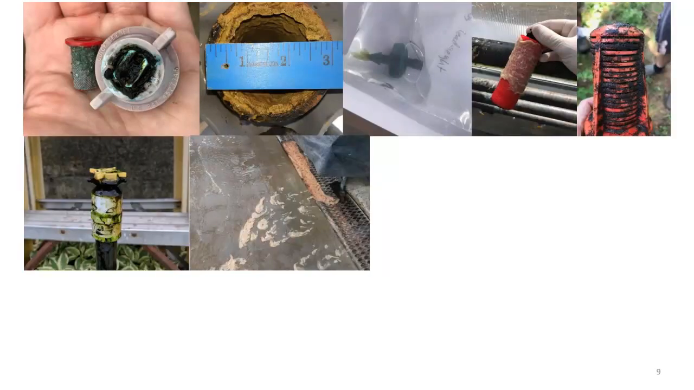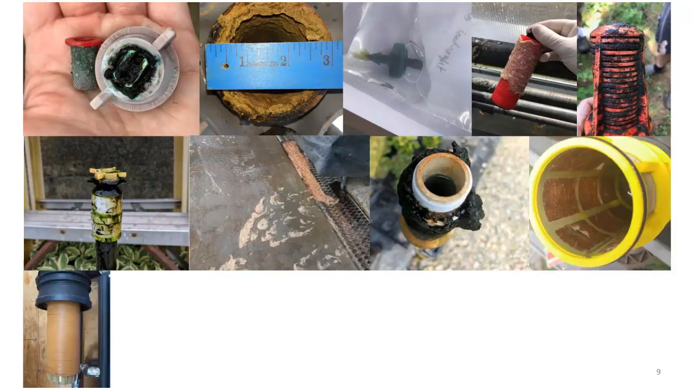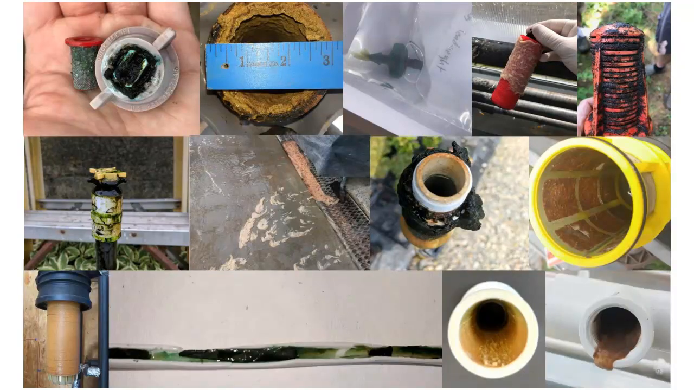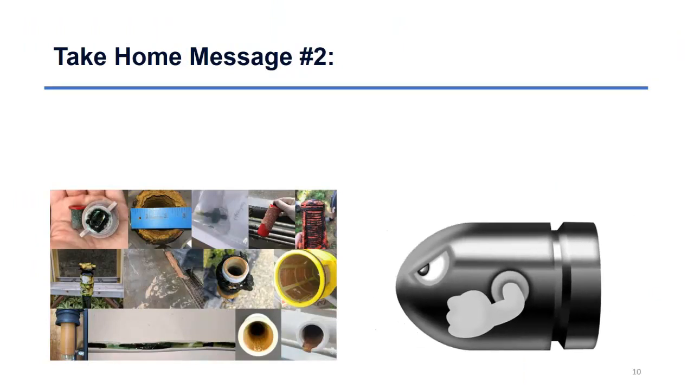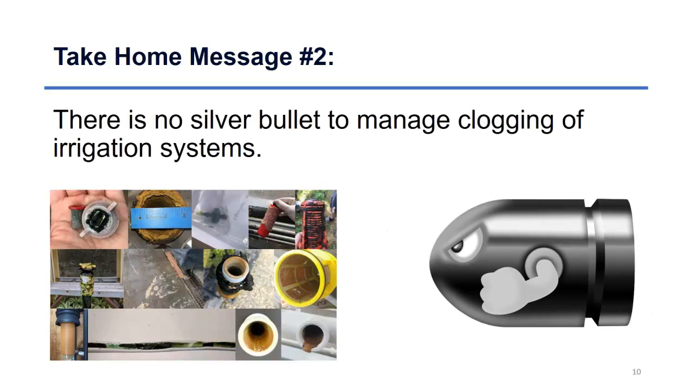So let's make sure we take that from today's presentation. These are photos that I have collected from growers, operations that I have interacted with. You can see that the photos are very different. The two on the bottom right are from my research program, but all the others are from real growers. So if you look at those photos, just very quickly, I want you to think about the first thing that you think about when you see all these different clogging issues. And the most important lesson for today is that there is really no silver bullet to manage clogging.